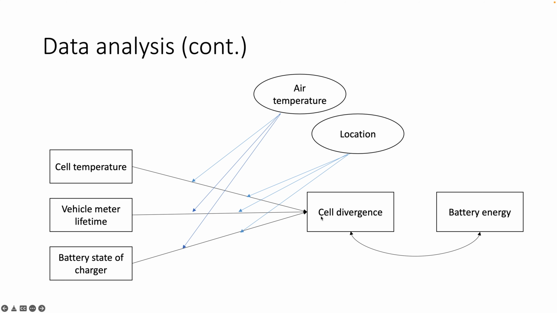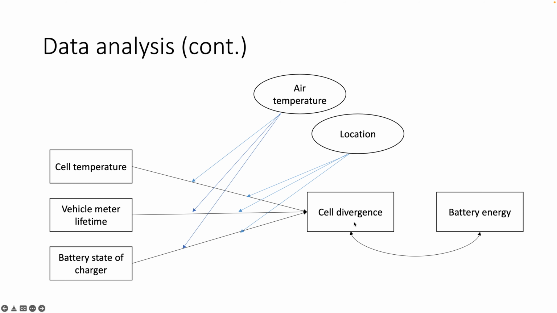And next, we want to check whether these three factors, the temperature, the vehicle meter lifetime, and the battery state of charge, are correlated with the cell divergence. And after the regression analysis, we can check whether those three factors could be the predictors of the cell divergence.